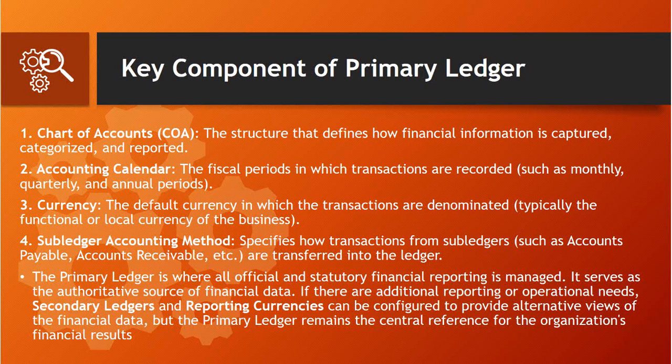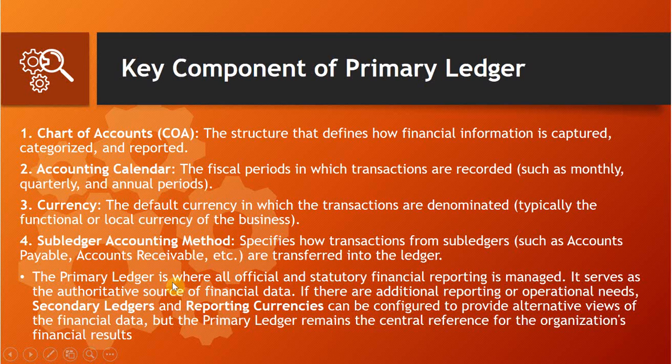Subledger accounting method specifies how transactions from subledgers are transferred into the ledger. The subledgers are called AP, AR, and fixed assets and purchasing.